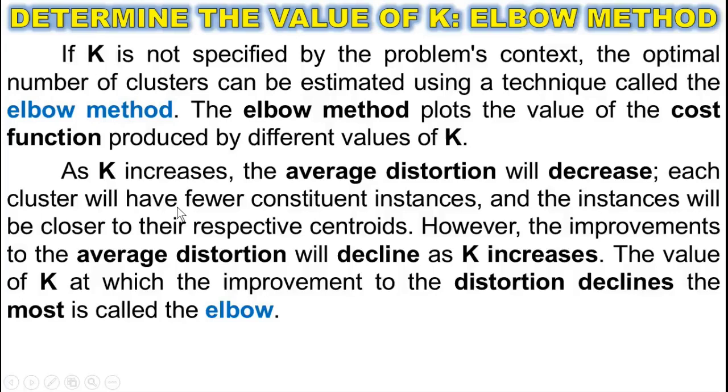However, the improvements to the average distortion will decline as k increases. The value of k at which the improvement to the distortion declines the most is called the elbow.